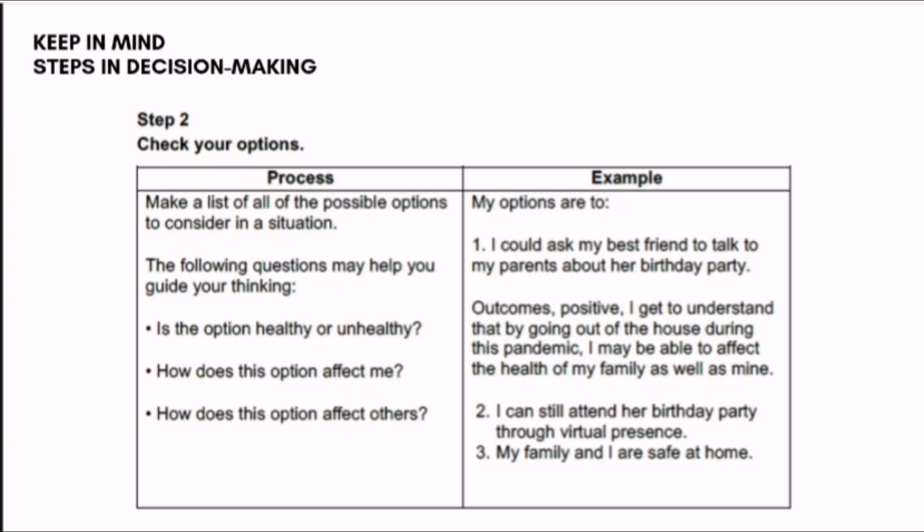Option 1: I could ask my best friend to talk to my parents about her birthday party. Outcomes, positive: I get to understand that by going out of the house during this pandemic, I may be able to affect the health of my family as well as mine.